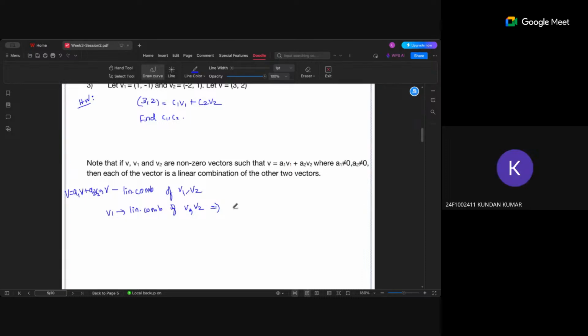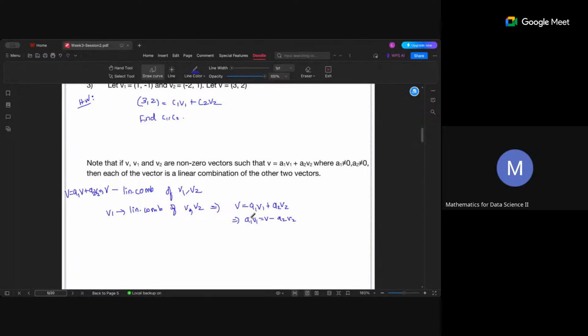I'm subtracting V minus A2 V2. So you can write V is equal to A1 V1 plus A2 V2. So from here, we can rewrite the expression and write A1 V1 equal to V minus A2 V2.